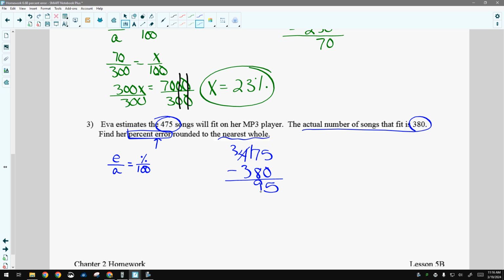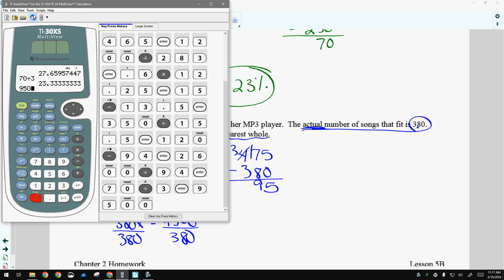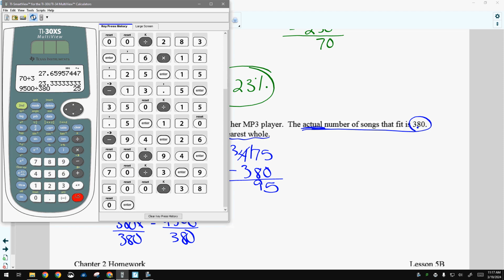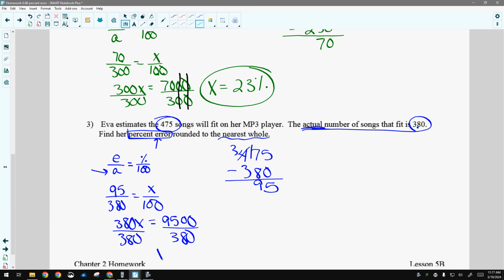I would double check that in your calculator and go back to the problem to find that A for actual. Actual number of songs is 380 equals x over 100. So 380x, when we cross multiply, is equal to 9,500. Divide both sides by 380. So that's 9,500 divided by 380. And, oh, that comes out even. That's just 25. X equals 25% error. She was 1/4 incorrect, 25%.